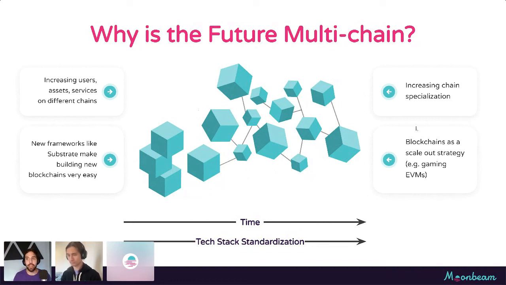This goes hand in hand with the next idea, which is chain specialization. We actually see that in Polkadot right now and in Cosmos, where there are specific blockchains that do one thing very well and are very optimized. This also goes hand in hand with projects that see blockchains as scale-out strategies, right? One of the clearest examples right now is blockchains that are very specific for gaming inside the Web3 world. We see this trend accelerating, and we think it's going to continue as the general tech becomes more and more standard.